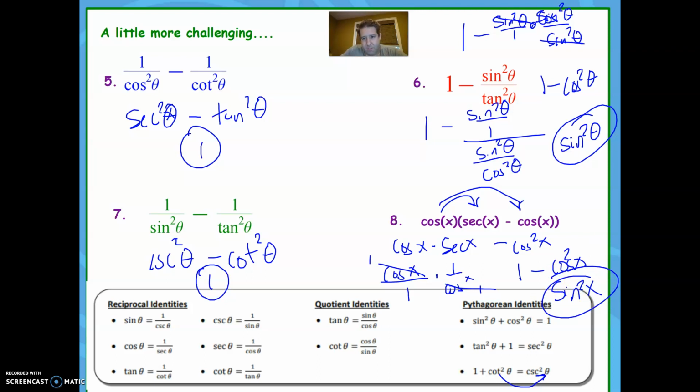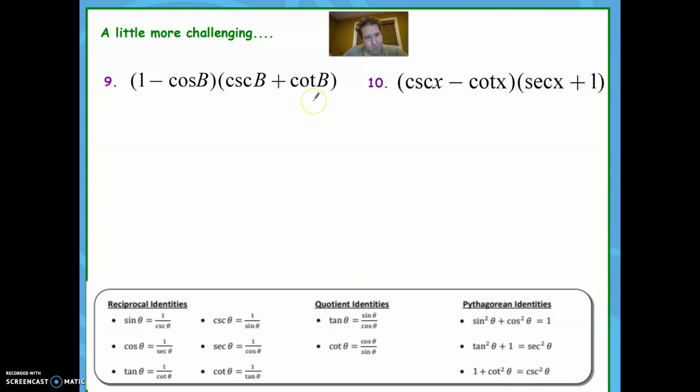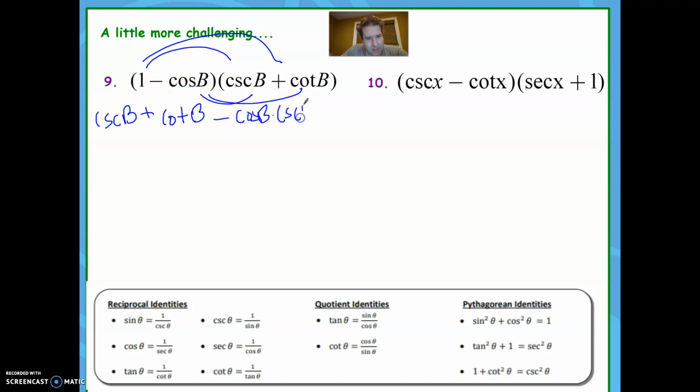Okay, so fairly basic questions in this case. Well, those are actually a little bit more challenging than the last page, but now we're going to get to some really tough questions. So number 9, first thing I need to do is multiply. Using FOIL, that's going to be 1 times this and this. So that's going to be cosecant of b. 1 times this is plus cotangent of b. Minus, let's see, this will be cosine of b times cosecant of b. And then this times this will be minus cosine of b times cotangent of b.